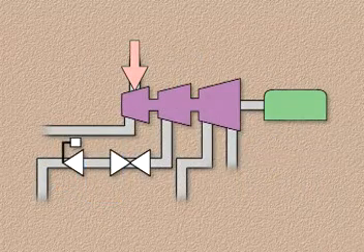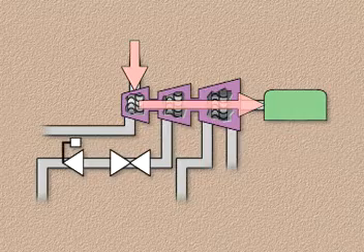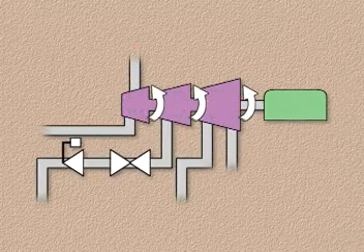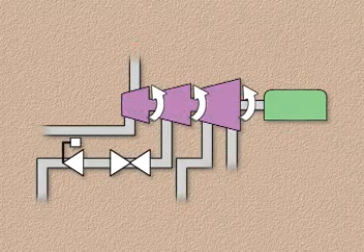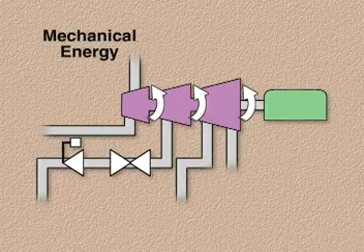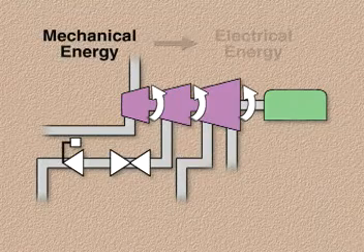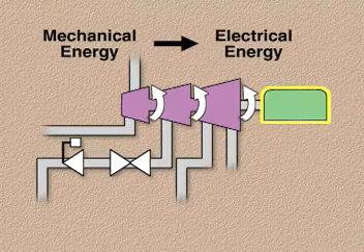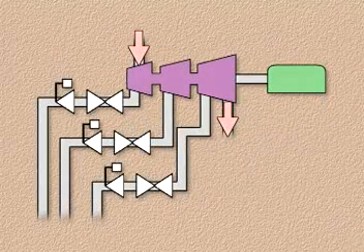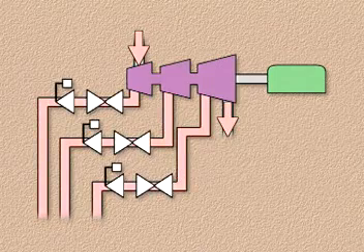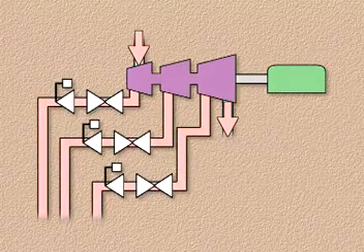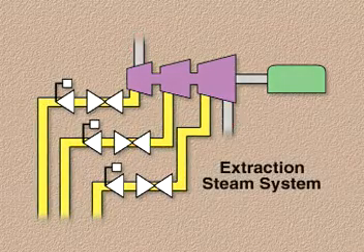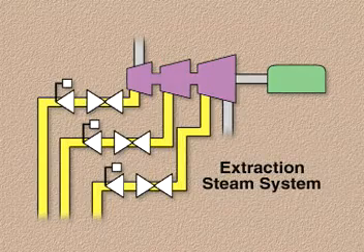Steam entering the turbine flows through the nozzles and blades of the turbine and causes the turbine shaft to rotate. The mechanical energy of the rotating turbine shaft is converted into electrical energy by the generator. As steam flows through the turbine, a portion of the steam is extracted through a system of pipes and valves. This system is called the extraction steam system.